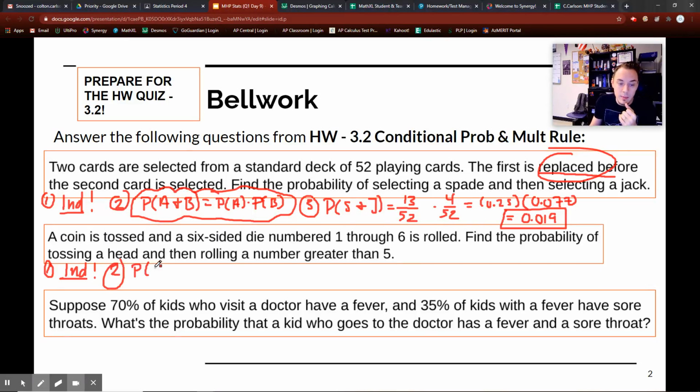Find the probability of tossing a head, and then rolling a number greater than 5. What's the number greater than 5? X is greater than 5. What is this going to look like? The probability of a heads, times the probability of X being greater than 5. That is my formula. I'm going to cloud that.